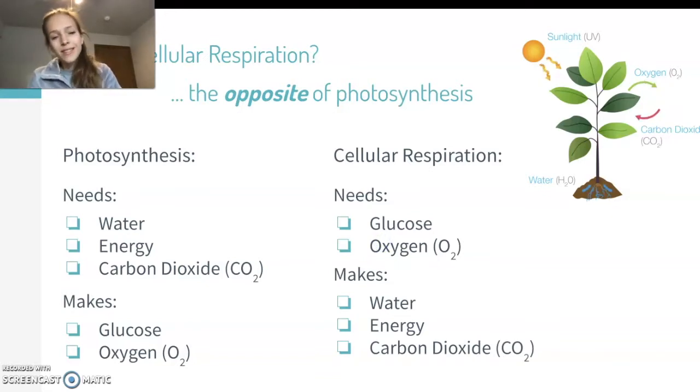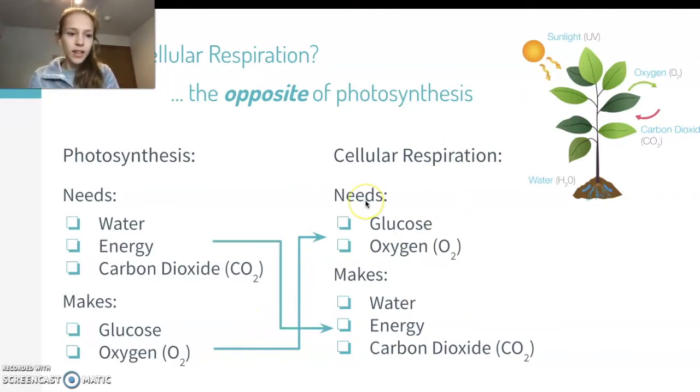The only difference is that, thinking reasonably here, the energy from photosynthesis comes from the sun, like you can see in this picture. Now, we in cellular respiration are not making sunlight. You will not glow as a result. But we're going to make a different kind of energy, and we'll talk about that in a bit. So, like I said, we've got this reversal in what we need and what we make.